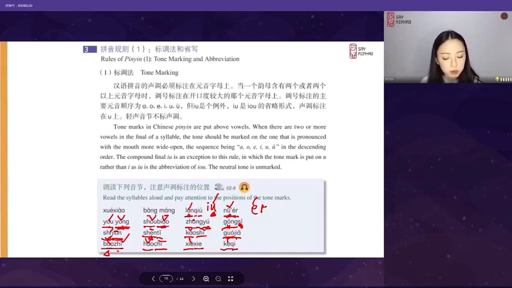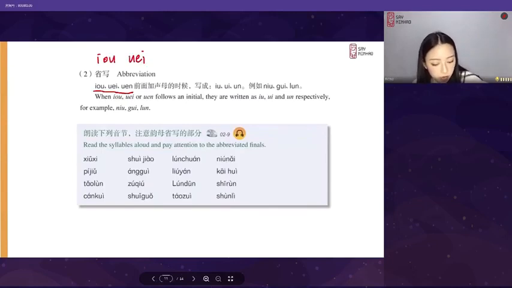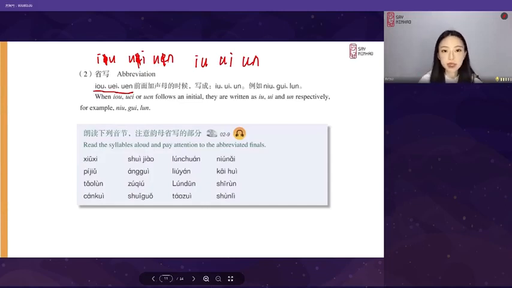So this is the first rule for pinyin, which is tone marking. Let's see the second rule. Second rule is abbreviation. For these three finals, iou, uei, and uen, when there are initials before them, we will write them as iu, ui, and un. We will get rid of these vowels in them. Okay? This is the abbreviation of it. Just remember.